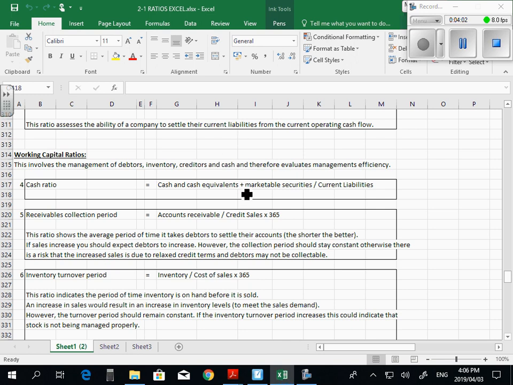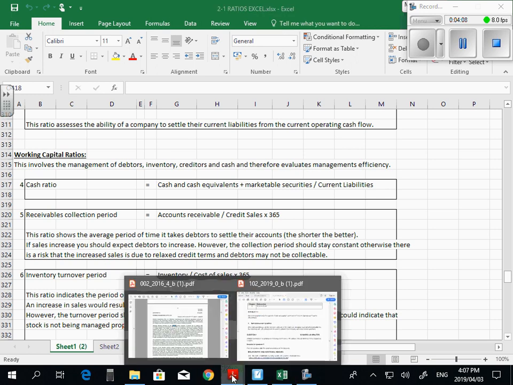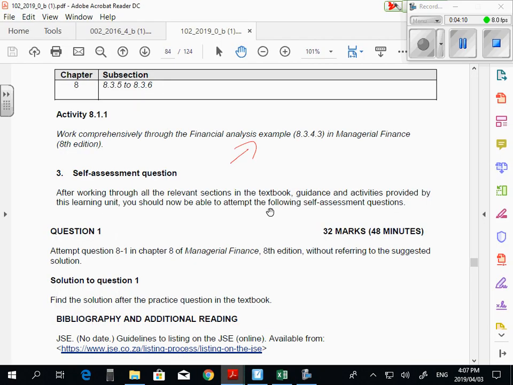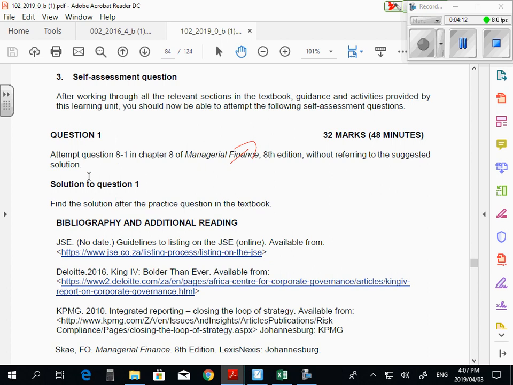So, behind the valuations notes, you'll see it in there. Is that all right? So that's there. So guys, what they ask you to do is this. And then, guys, they say attempt question 8.1 in chapter 8 of managerial finance. Just to basically explain, that's Itembe Engineering. That's the one that I've handed out to you now.